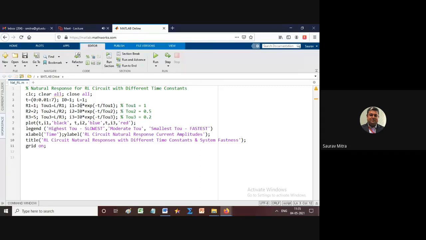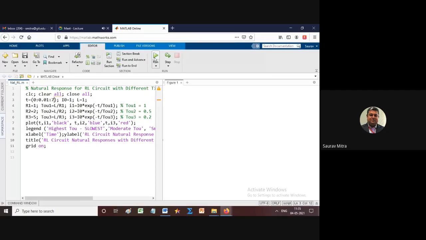So I1 is having bigger time constant, that is 1 second. I2 is medium time constant, I3 is smallest time constant. Remember that? And initial current is 1, that also you remember, and then run it. So I3 is fastest, red, and I1 is slowest, black.